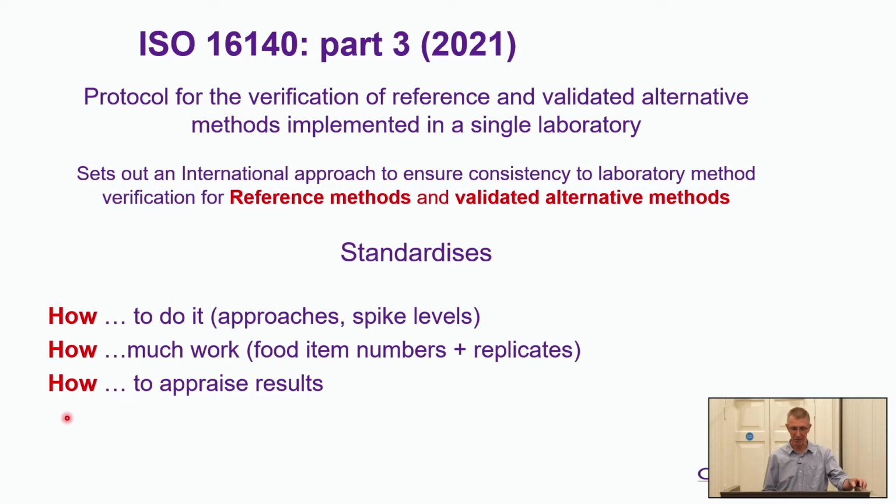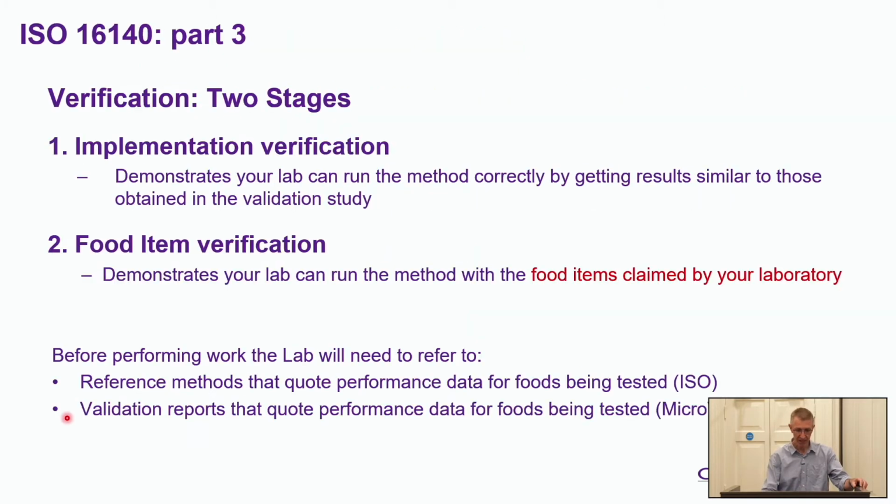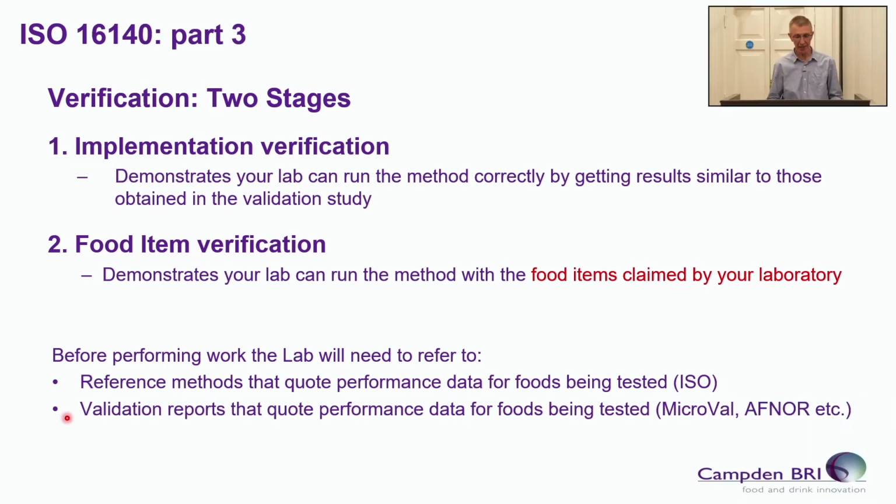So it's an important standard as we move forwards, but of course it does mean that laboratories are going to have to start doing maybe a little bit more work in verifying that the methods actually work in their hands. So let's look at ISO 16140 Part 3 in more detail. So we're talking about method verification, and that verification proceeds in two stages. The first stage is implementation verification, and the second stage is food item verification. And this is what you would have to do in your laboratory if you were verifying a method. So let's take those two stages and describe a little bit more about what they are.